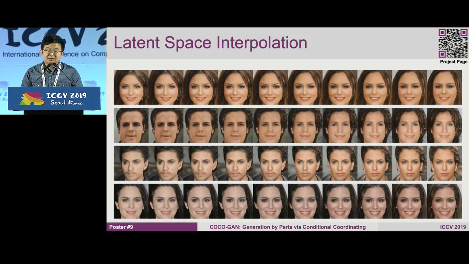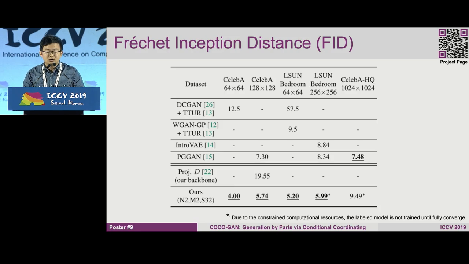Here we show the classical latent space interpolation experiment. We want to highlight that this is difficult for CocoGAN since all the small patches must change synchronously to avoid creating any discontinuity between patches. We also report the FID, which shows that CocoGAN is comparable with the prior state of the art in terms of quality and diversity.